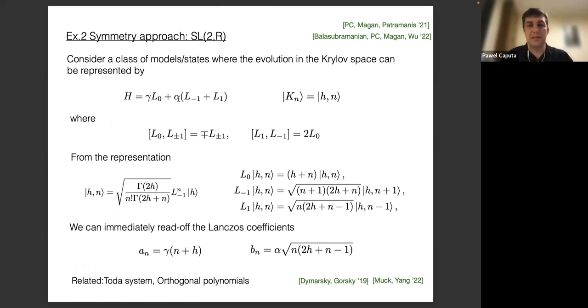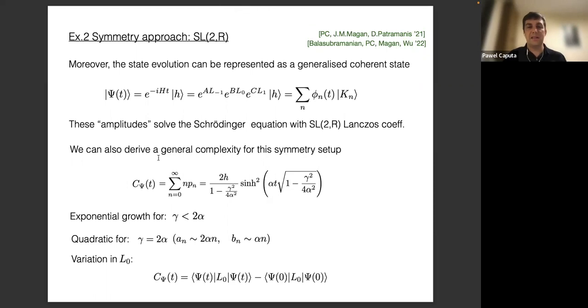The thermofield double evolution of two oscillators was exactly this particular form. If you go to the slides you can read off what gamma and alpha are in that particular choice. You can see that for this SL2R evolution, exponential growth of the complexity occurs when gamma is smaller than 2 alpha. But when gamma gets closer to 2 alpha, where the a_n's go roughly like 2 times alpha times n, and b_n goes as n, this sine hyperbolic becomes quadratic. So there is a slower growth in these particular models.